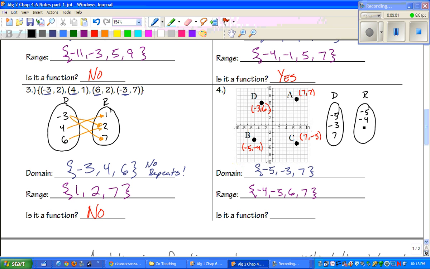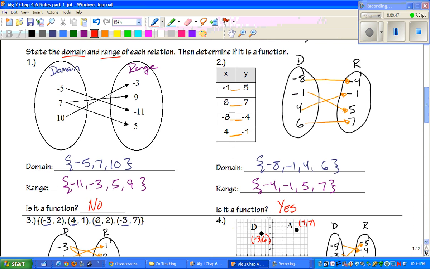Did you guys see the mistake that I made? I did not write 2 of these in order from least to greatest. Remember the -5 and then the -4. Okay, so -5 is paired with -4. The -3 is paired with the 6. The 7 is paired with the -5, but it's also with the 7. So is that a function? No, because that 7 goes with 2 different pairs of the range. Okay?